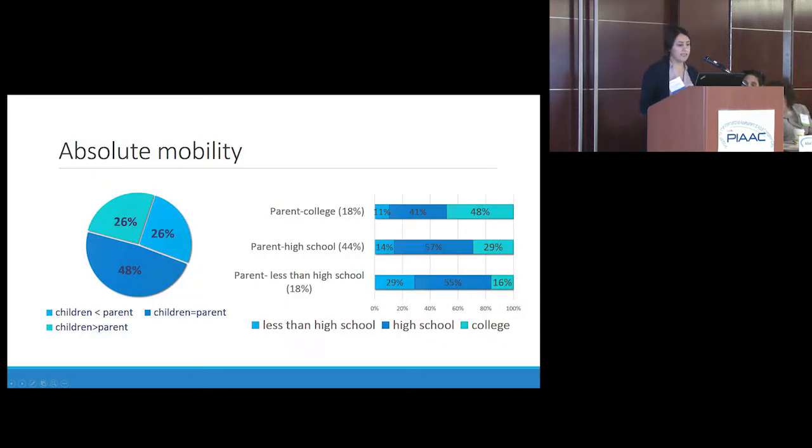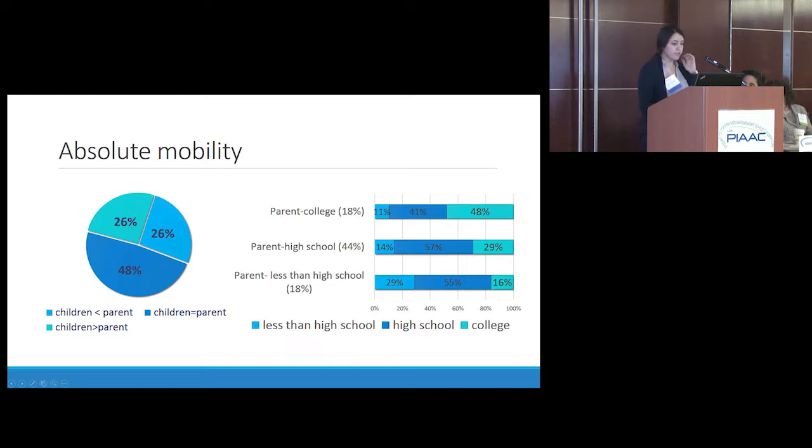So the first research question using summary statistics is absolute mobility, and the graph on the right shows that about 48% of individuals actually gain similar educational attainment as their parents, 26% receive higher, and 26% receive lower. It shows that children tend to attain similar education as their parents. On the left, you see a division by different parental education.